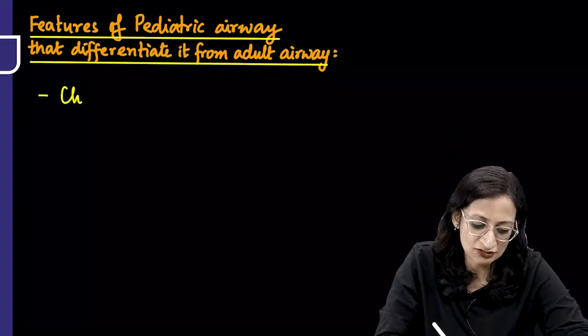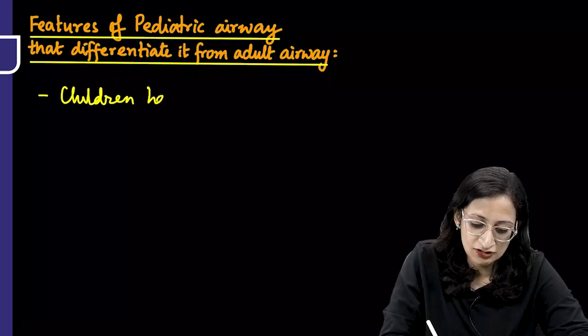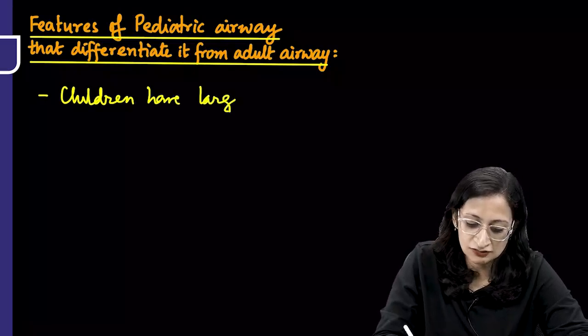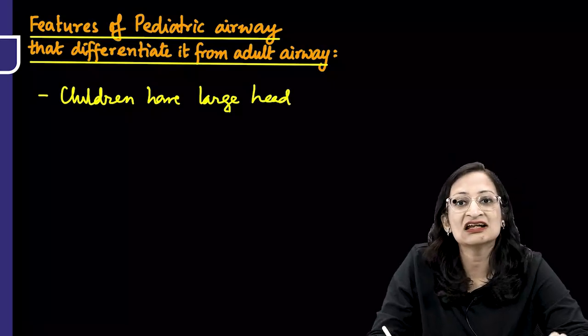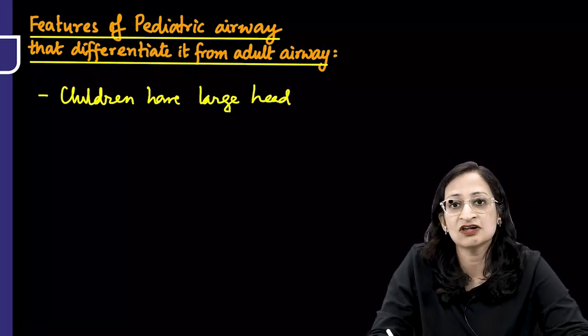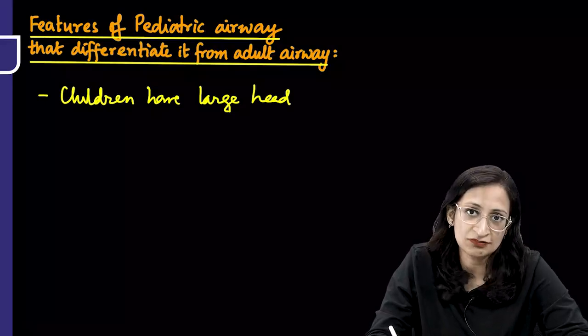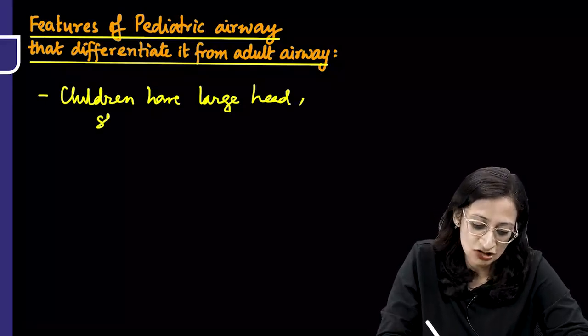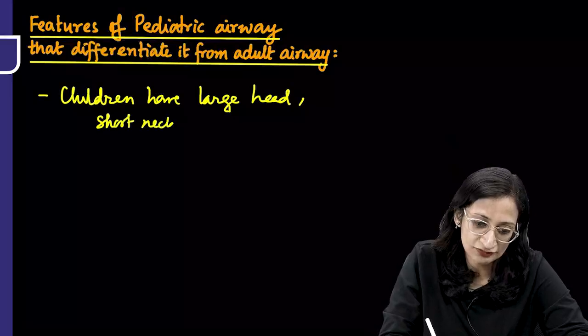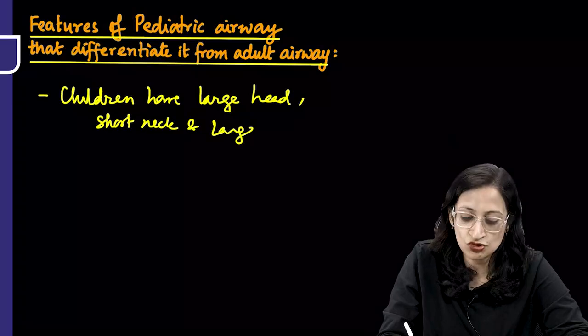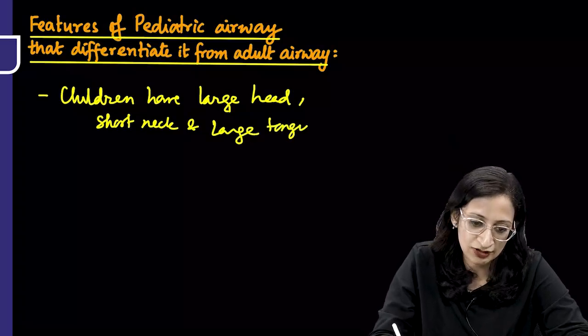So children have a large head, short neck and a large tongue, making their airway very difficult. I am sure the anesthetists will agree with me. So they have a large head, short neck and a proportionately large tongue.